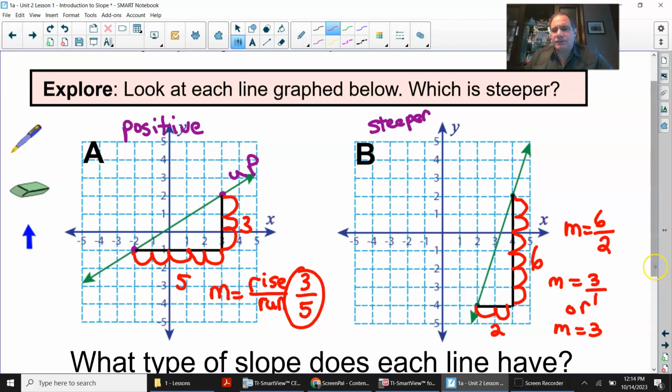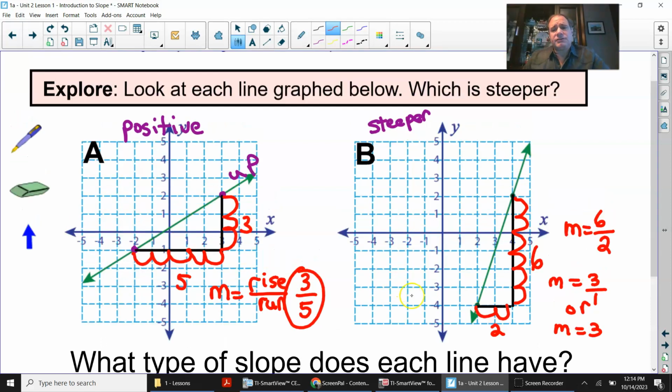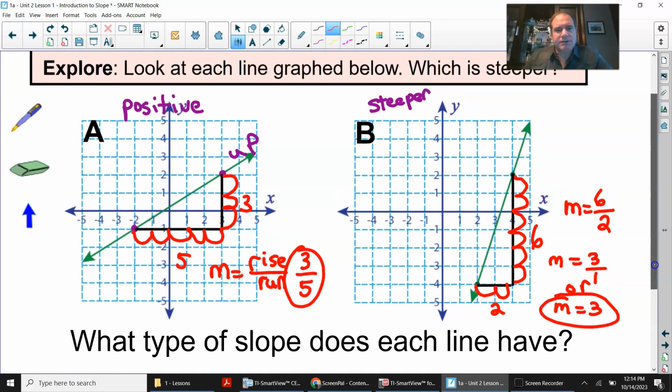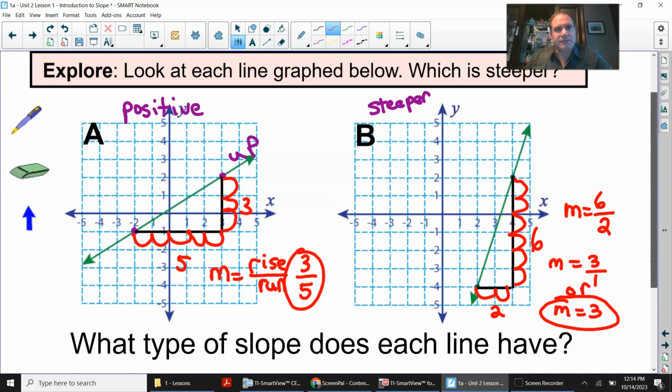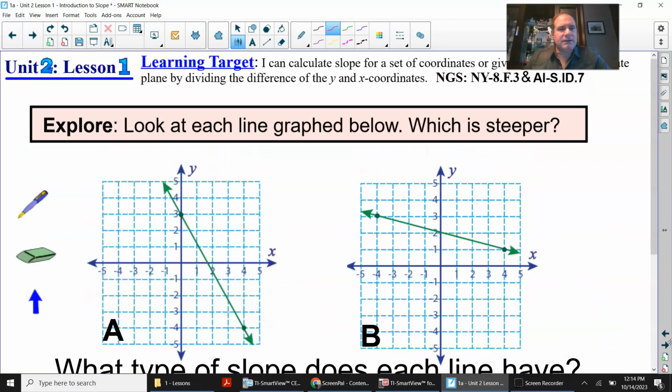Notice that the slope, what type of slope each have, they're both positive. Notice that the slope that is 3 is steeper. So the further away from 0 a slope is, the steeper the line. And we'll get into that and write that down on the next slide.